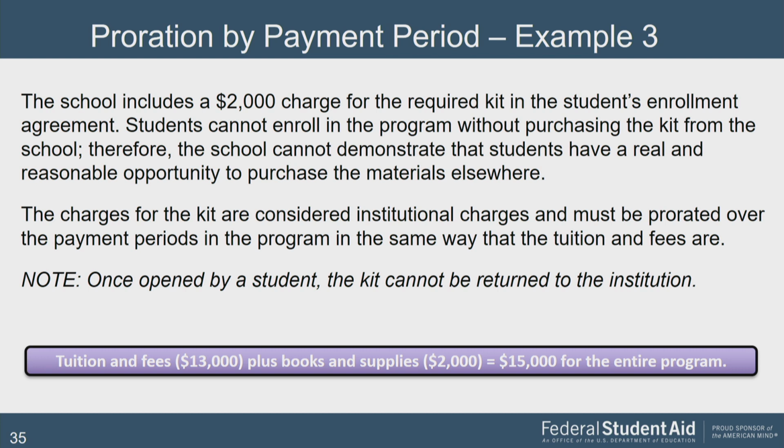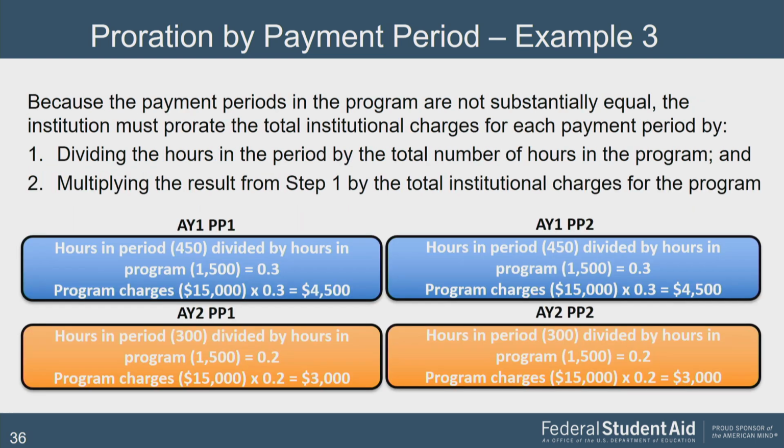So unlike the previous example where we were not prorating tuition and fees but were prorating the kit, in this case the kit is part of tuition and fees, and both tuition and fees and the kit have been charged for the entire period. Tuition and fees are $13,000 plus books and supplies $2,000, giving us $15,000 for the entire program. Now, when we actually look at the proration here, we're now looking at payment periods that are not substantially equal. Remember, in the previous example, it was easy. We had just 2 payment periods divided in half. Here we don't.